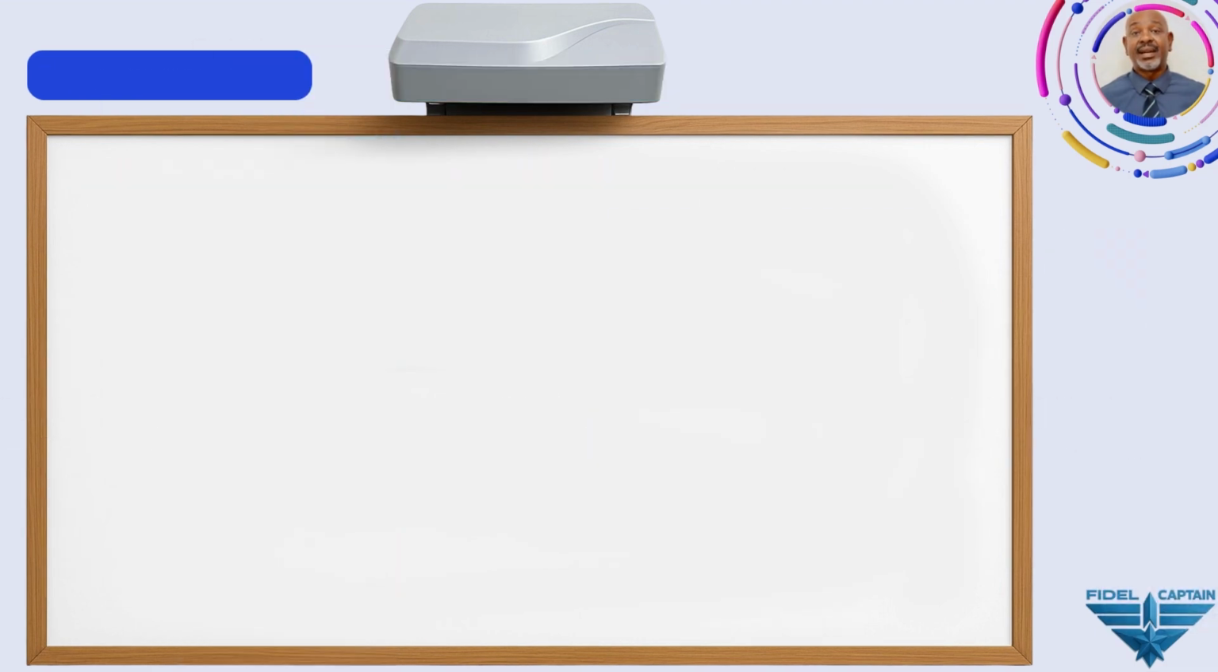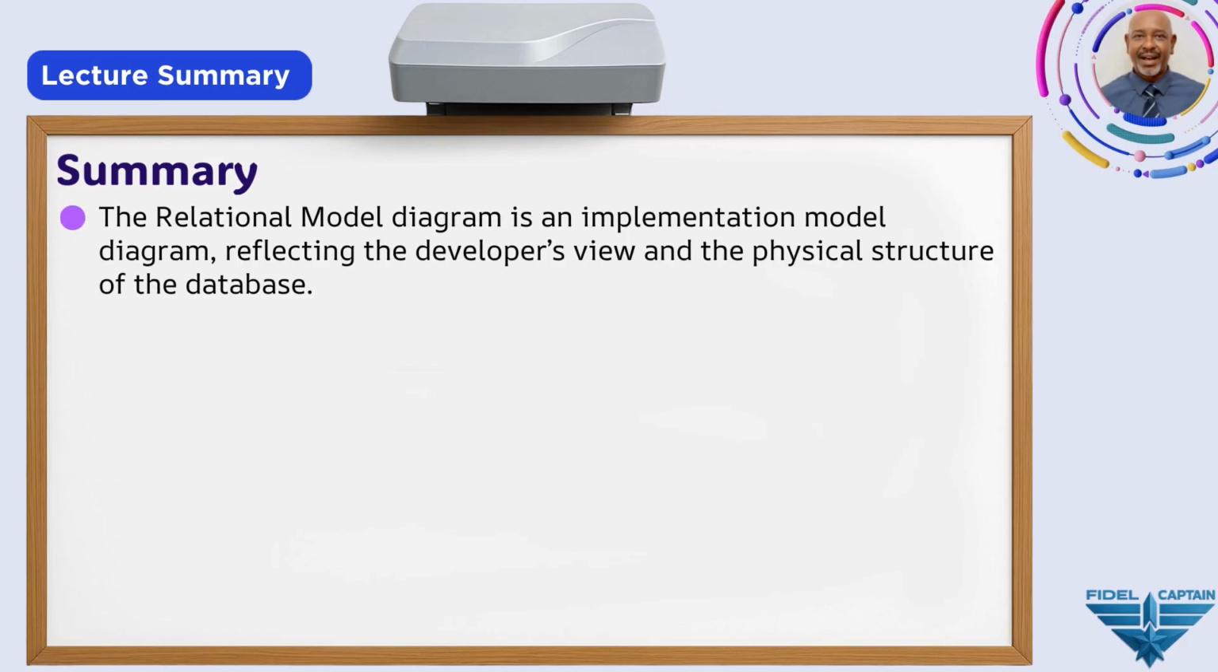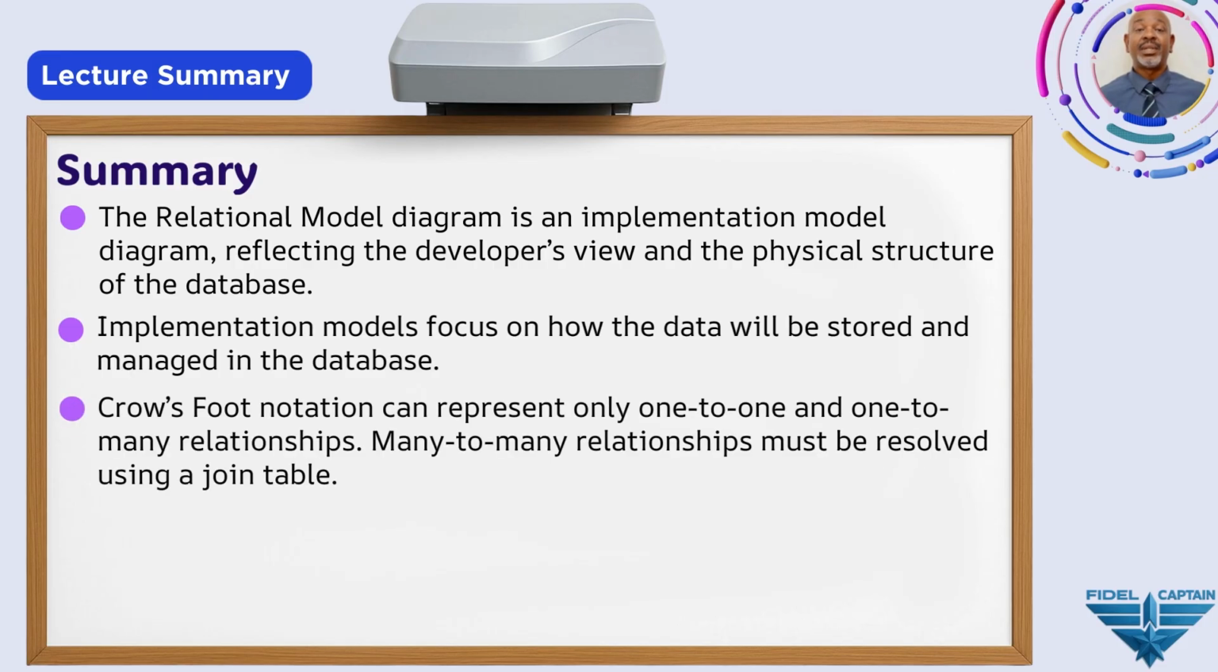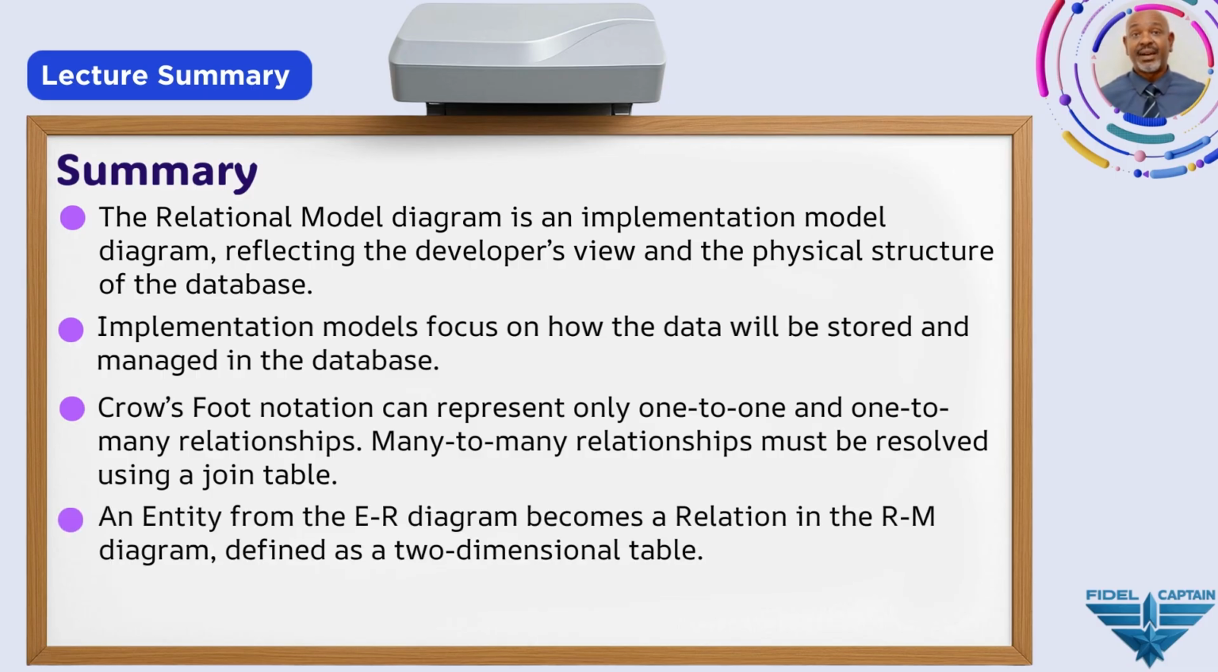Here is a summary of what we covered in this lecture. The relational model diagram is an implementation model diagram reflecting the developer's view and the physical structure of the database. Implementation models focus on how the data will be stored and managed in the database. Crow's foot notation can represent only one-to-one and one-to-many relationships. Many-to-many relationships must be resolved using a join table. The crow's foot relational model diagram introduces minor changes in terminology and notation.